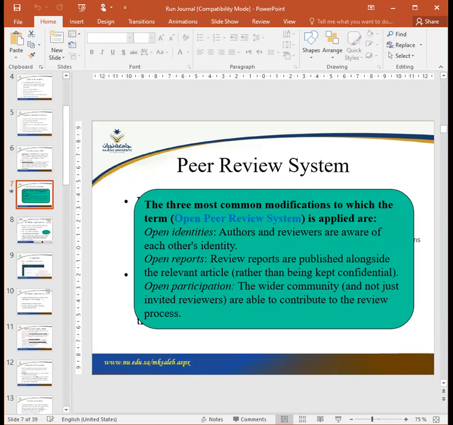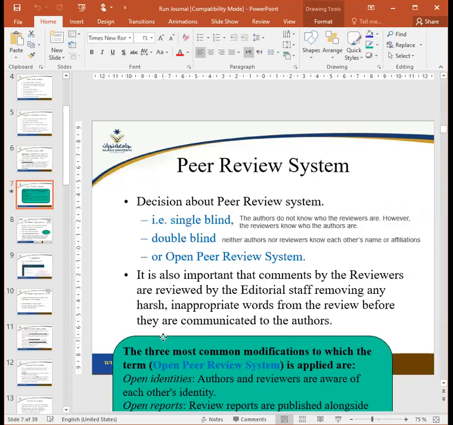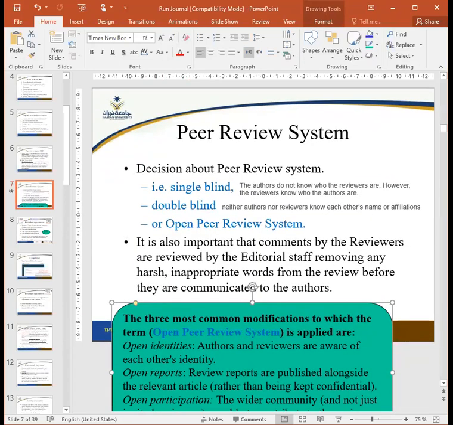To manage your journal, you need to differentiate between peer review types. The peer review system consists of 3 types: a single blind system, a double blind system, and an open peer review system.